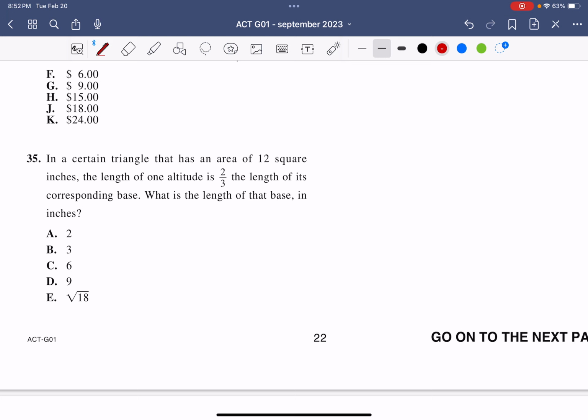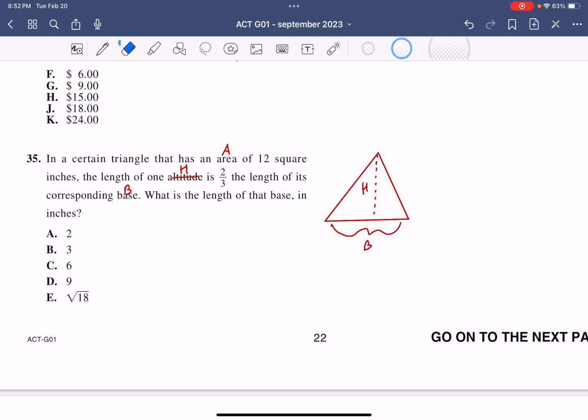So what I'm going to do is, instead of altitude, I'm going to cross this off and put h for height. And our area is A, and for base we're going to use B. Let's start by drawing a triangle. This is my height. That's my base. The area of a triangle is A, area, equal to 1/2 the base times the height. We're given the area, so that's 12, so I'm going to write that in.